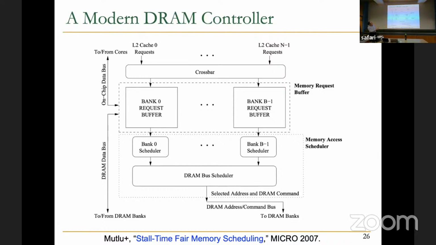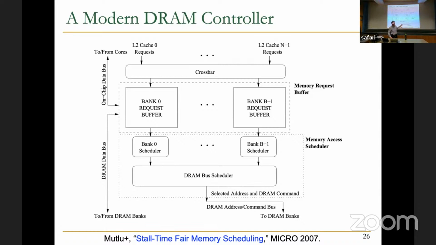You have different L2 caches at the time, but it could be L3 caches also, that send requests to different banks, and there needs to be some sort of interconnect for that. And then each bank has a scheduler, and then there's a global scheduler that prioritizes between the scheduled commands from each bank, as you can see, and sends a selected address and DRAM command to the DRAM banks.